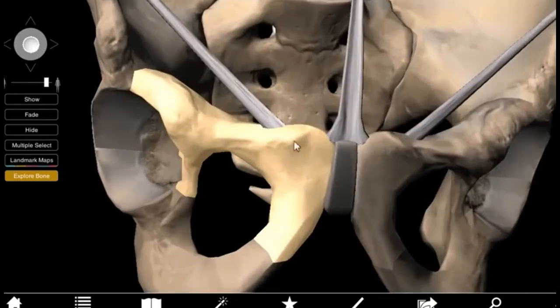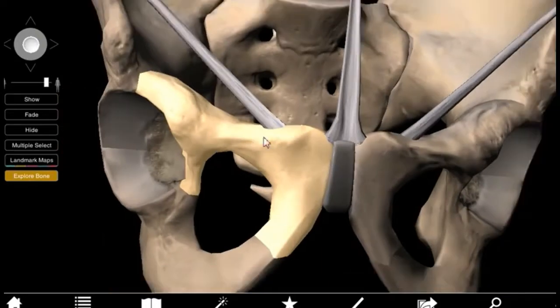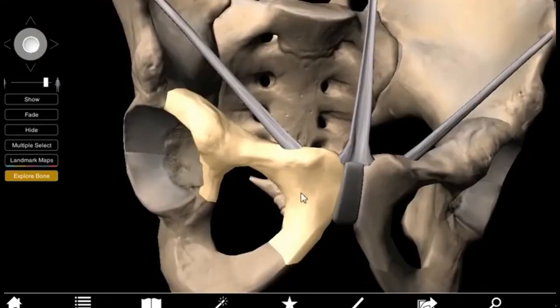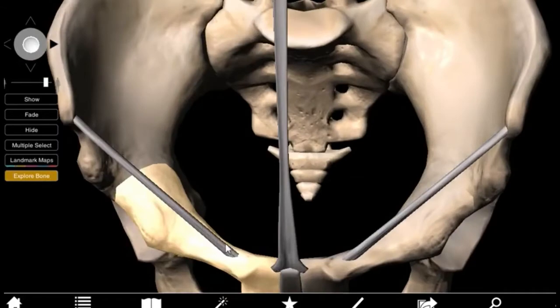The pubic tubercle and the crest are on the upper end of the body of the pubis. Sorry, on the superior pubic ramus, here we have a line called the pectineal line. Again: body of pubis, superior pubic ramus, inferior pubic ramus. On the body of the pubis we have the pubic tubercle and the crest, and on the superior pubic ramus, this is called the pectineal line. Okay.